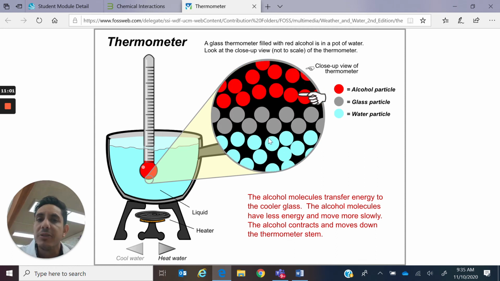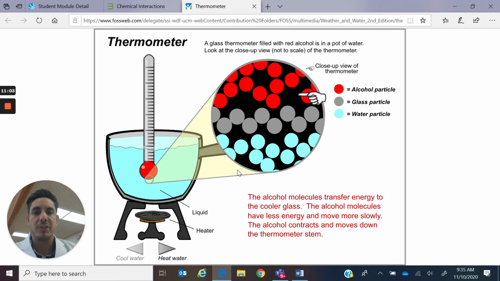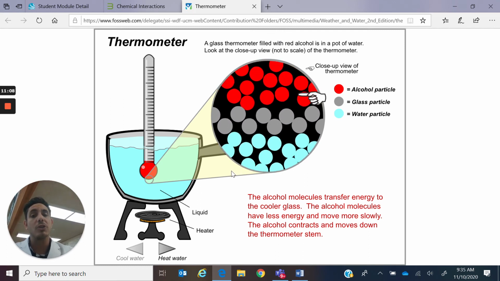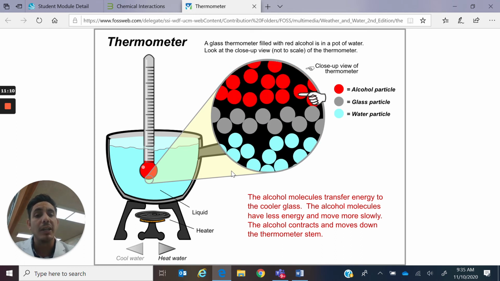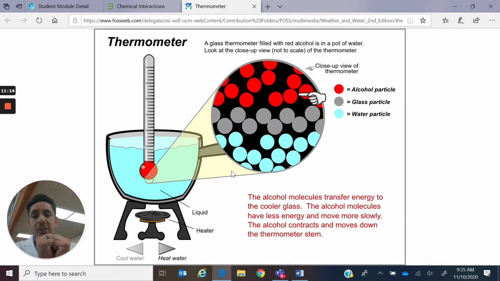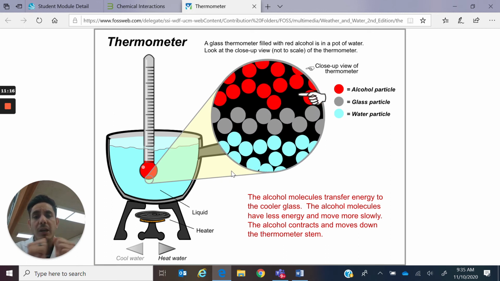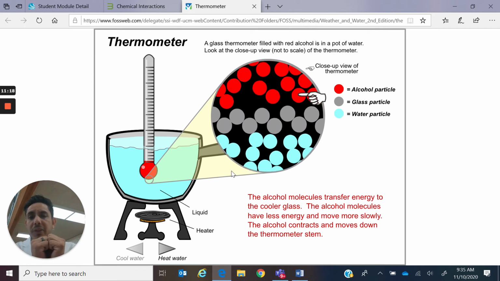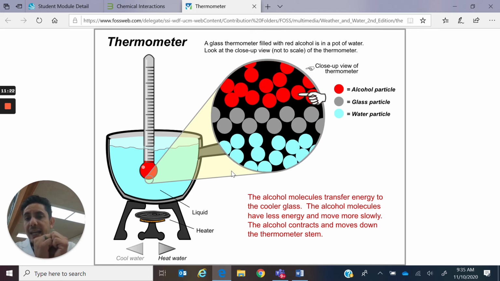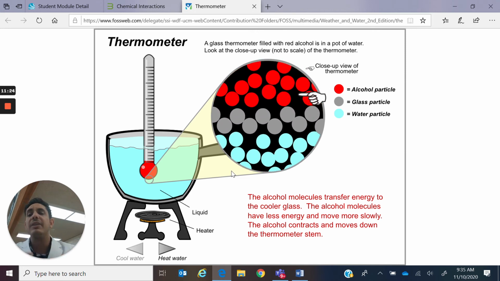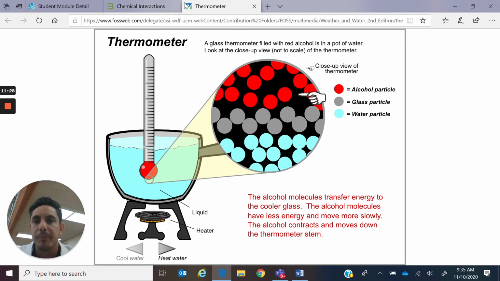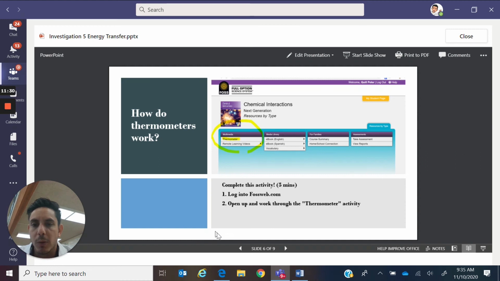So once again, if you need to go through this, feel free to watch this video as many times as you need, but this is a very important concept we are trying to understand now. That conduction is when we have that energy transfer between the particle collisions. So those water molecules colliding with the glass in the bulb causes them to gain kinetic energy and move faster and faster, and then transfers to the alcohol. And that's where we get our expanding in the thermometer. So let's head back to the PowerPoint now.